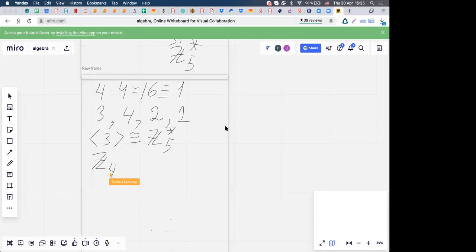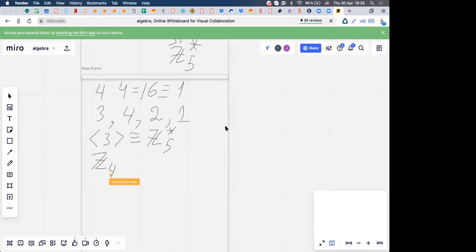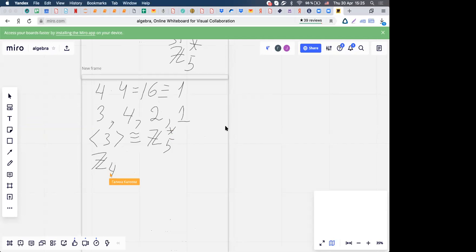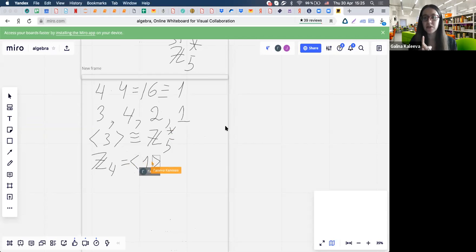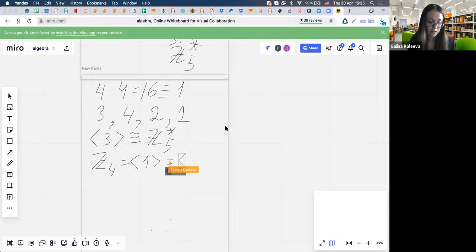Okay. So what are the generators in Z4, in additive notation? I already told you that it's additive. Then yes, 1 and 3. And the generators, because they're coprime with 4.